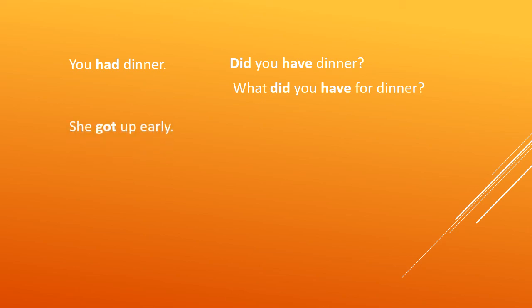Okay, next sentence. She got up early. Got is the past tense of get. This is past tense. So we need did. Did she get up early? We can also ask about the time. What time? And then what time did she get up?